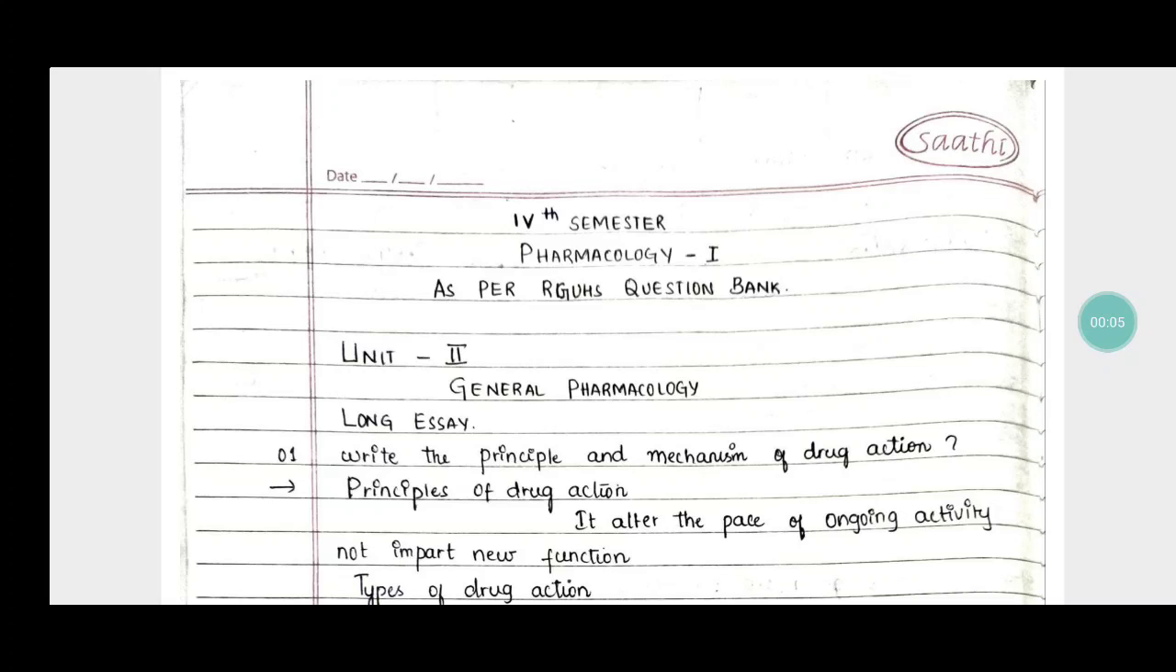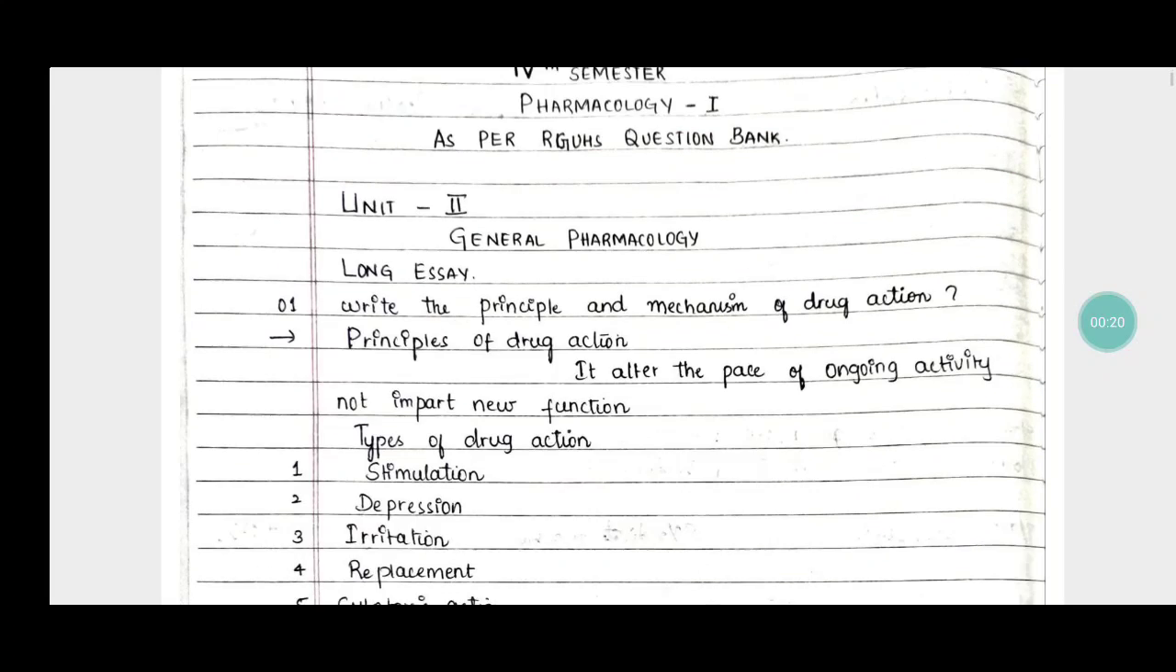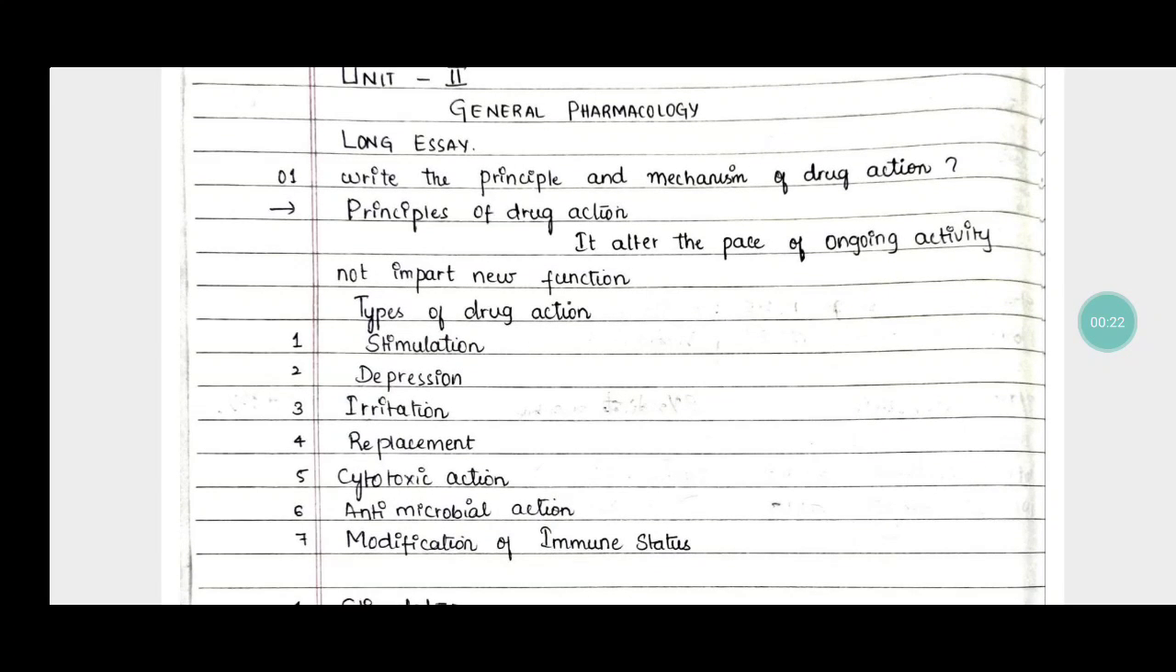So today I'm going to start with the 4th semester Pharmacology 1 question and answers as per RGUHS question bank. Today I'm going to start with the new unit, second unit, General Pharmacology. Then long essay. The first question will be: write the principle and mechanism of drug action.